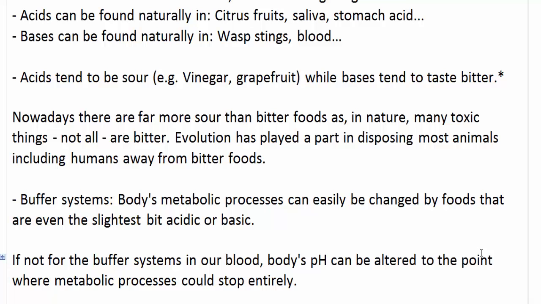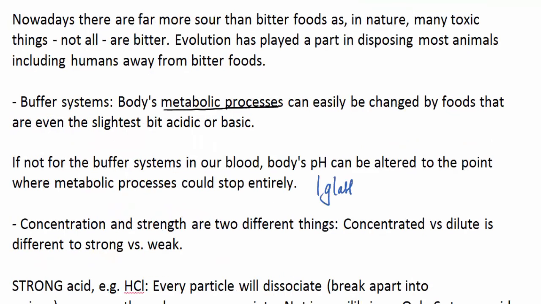Let's talk now about buffer systems, a very brief introduction to what you may know about them already. This is the body's metabolic processes. They're easily changed by foods that are even the slightest bit acidic or basic. So we need a buffer system to help resist those changes. If not, your body's pH would be altered to the point where a metabolic process could stop entirely. One source suggests one glass of orange juice might slow down your metabolism to the point where you could actually lose your life.